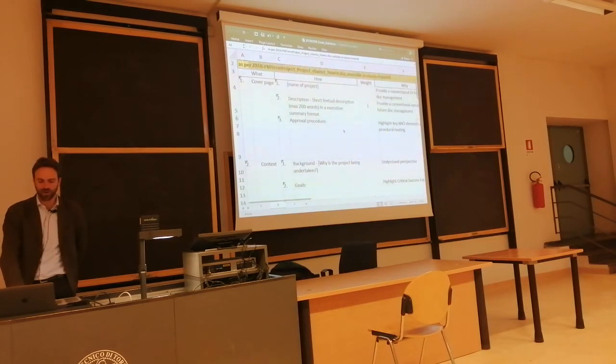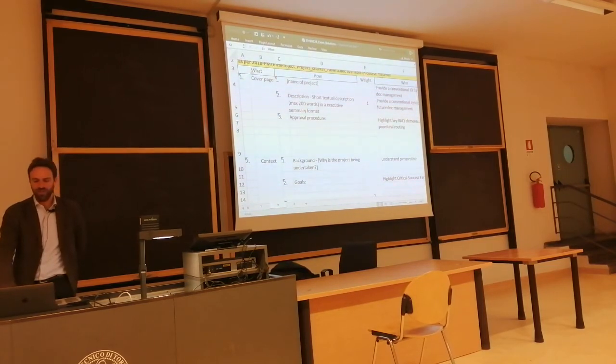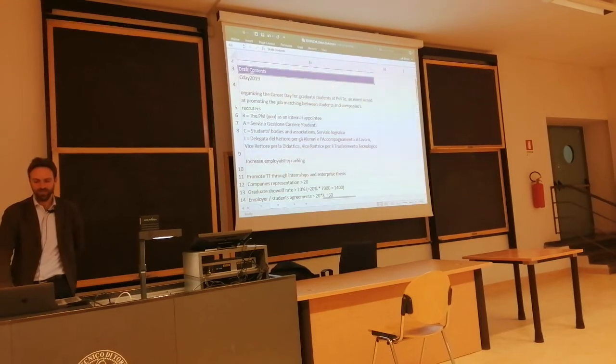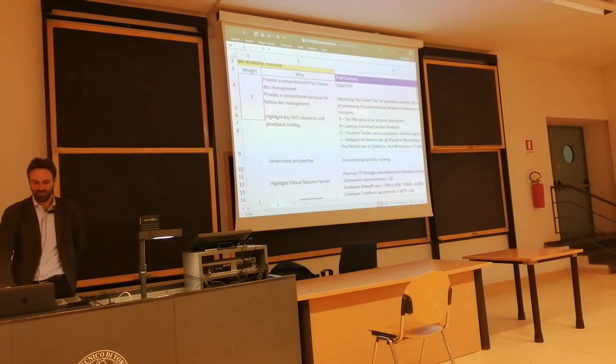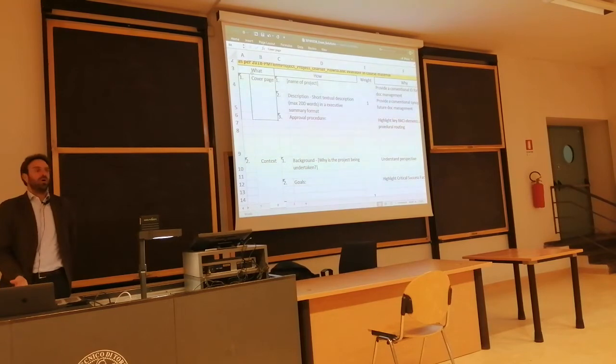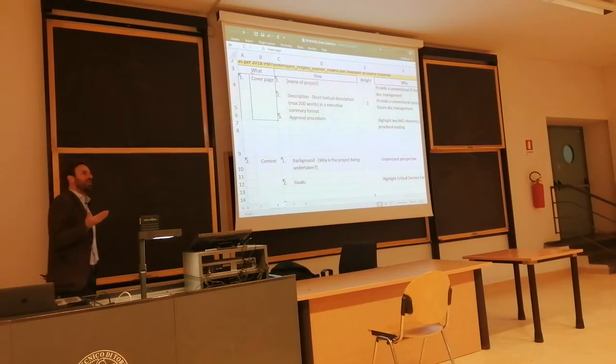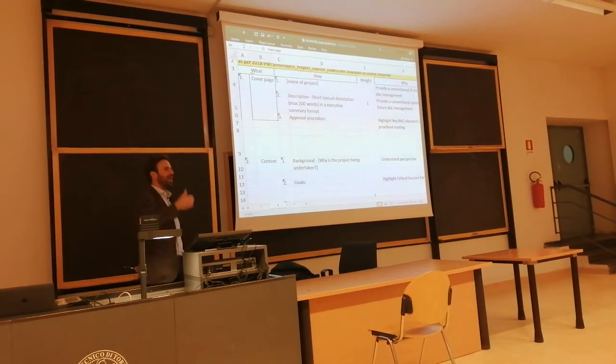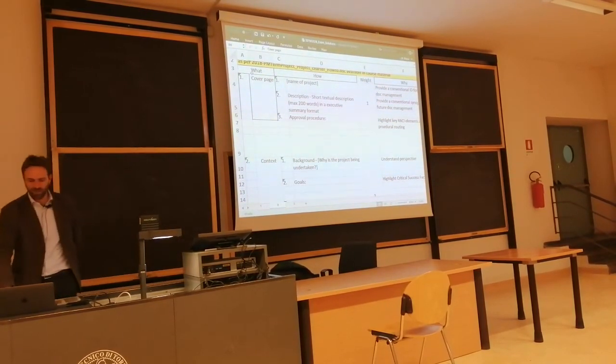How to prepare a project charter: the what, the how, the why, and the draft content. Typically a project charter includes a cover page. The cover page summarizes all the most important key facts and figures. Did you prepare a project charter? You did, in your teamwork. So I would expect that you list the name of the project, you give a short description of the project, and the approval procedure. Who's going to approve?